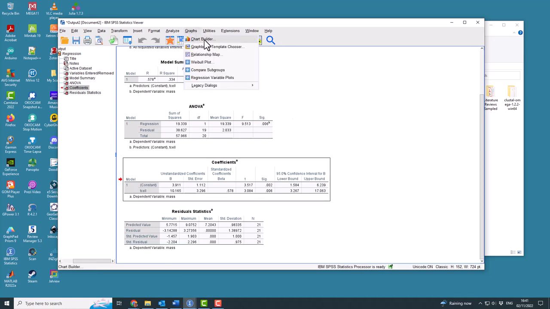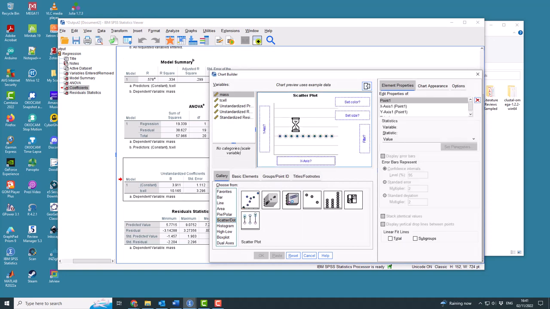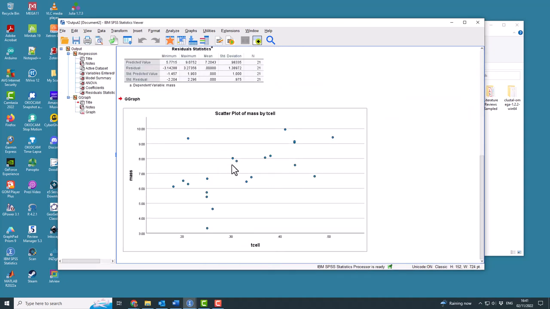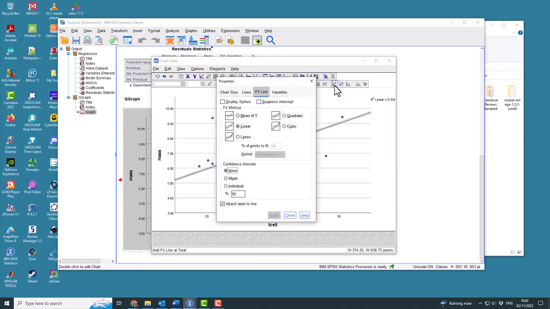So what I'm going to do is build a chart. I'm going to build a scatter plot. And I'm going to put T cell on the x axis and mass on the y axis, and I'm going to press OK. Now, this is your standard plot that you would get if you were running this in Excel. So if I double click on it, I can click on this thing here which says add fit line at total, and I want a straight line, a linear one. So I could put on linear, so fit the line, close.